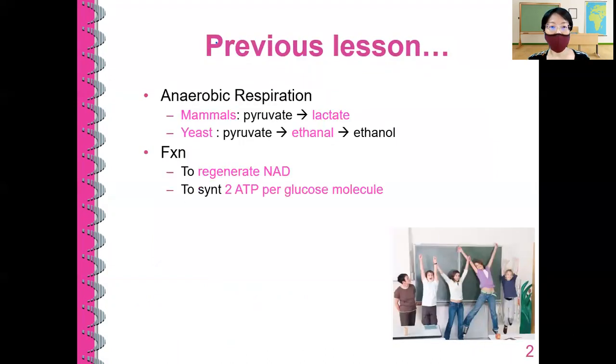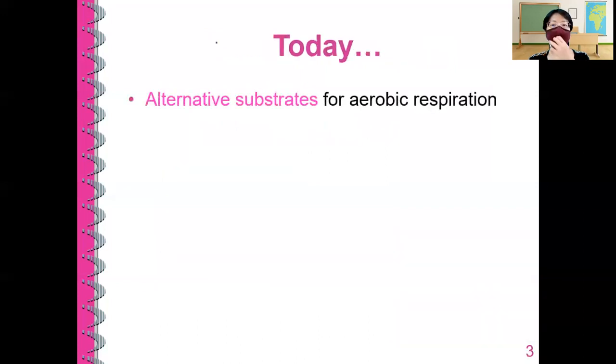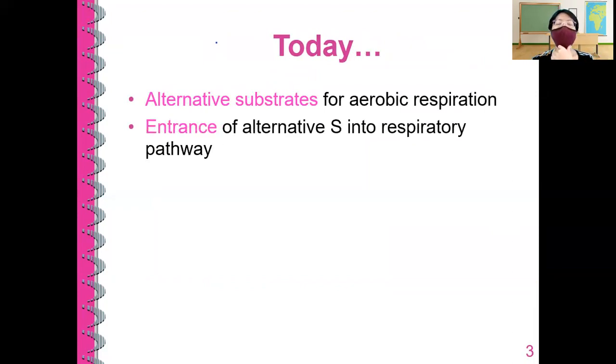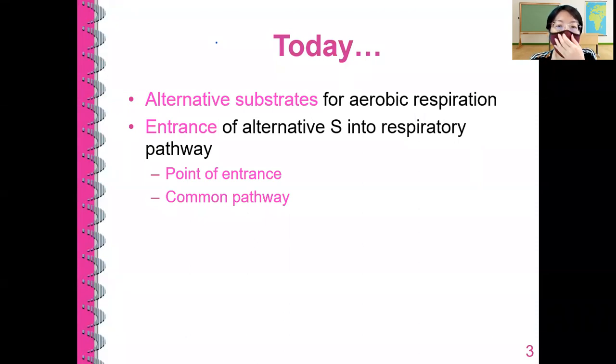So all these previous lessons we can skip already. Today we're going to look at alternative substrates for aerobic respiration. Alternative means other than C6H12O6 that I've learned. So what are they? Protein and lipids. We're going to look at the entrance of these alternative substrates to the respiratory pathway. How do they enter our respiratory pathway? Where is the point of entrance? And they all share the common pathway.